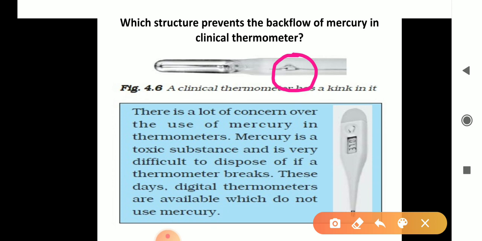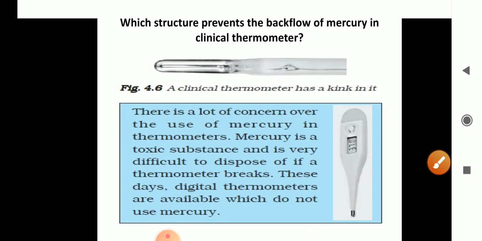Okay, next in this picture it is the digital thermometer. This is a digital thermometer. A known fact is that mercury is toxic in nature. For this reason, digital thermometers are widely used nowadays. A digital thermometer does not contain mercury. It has a plastic body, is easy to use, and provides an accurate reading in the form of a digital display.